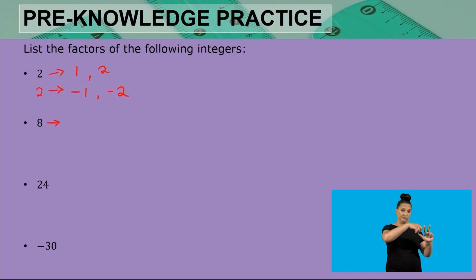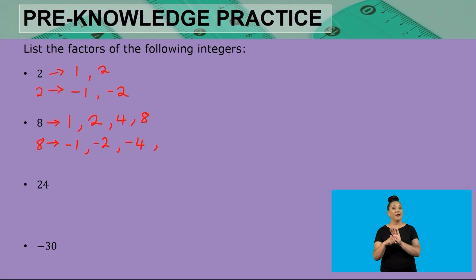Let's look at the 8. So what are the factors of 8? Now the factors of 8, we have a positive 1, a positive 2, a positive 4, and of course a positive 8. But in addition to these, we also have a negative 1, a negative 2, a negative 4 and a negative 8. Because when we say negative 1 multiplied by negative 8, that gives us a positive 8. Negative 2 multiplied by negative 4, that gives us a positive 8.